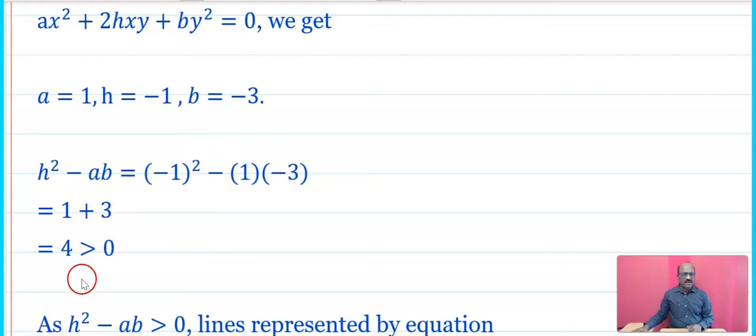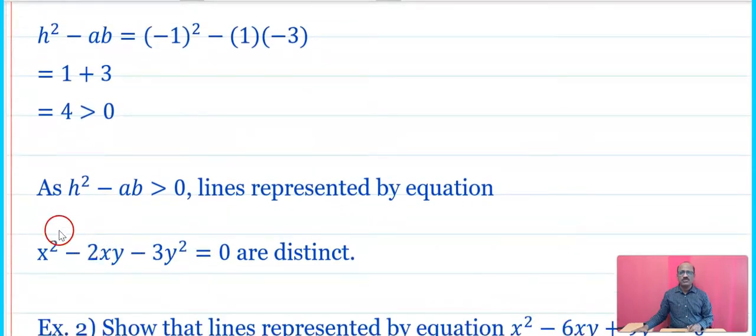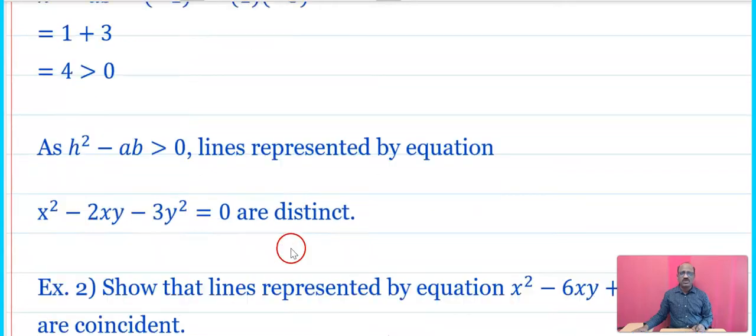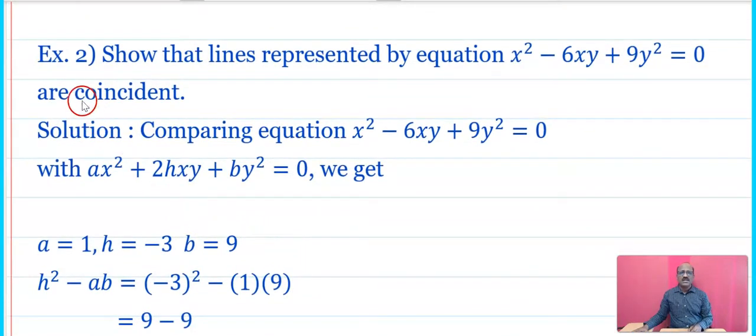1 plus 3 is equal to 4, which is positive. As h square minus ab is greater than 0, the lines represented by the equation x square minus 2xy minus 3y square is equal to 0 are distinct. Now the next: show that the lines represented by the equation x square minus 6xy plus 9y square is equal to 0 are coincident.